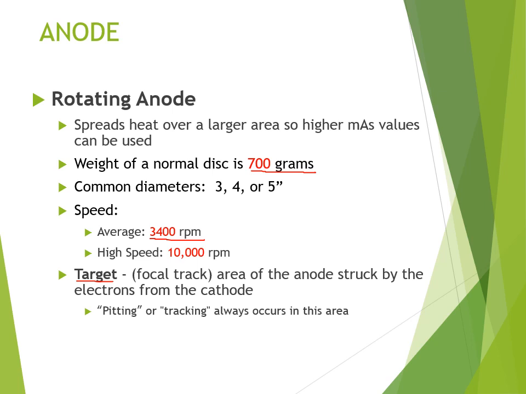The target itself is that focal track on the rotating anode, the area where the electrons strike the anode, and those electrons are coming from the cathode and strike it. So we have pitting or tracking that always occurs in this area.